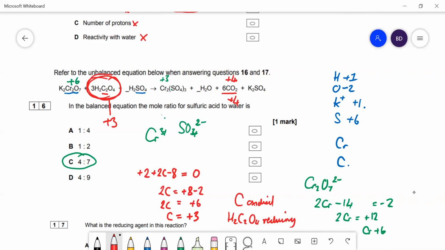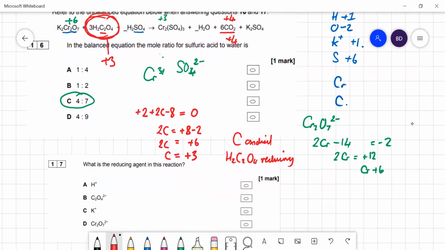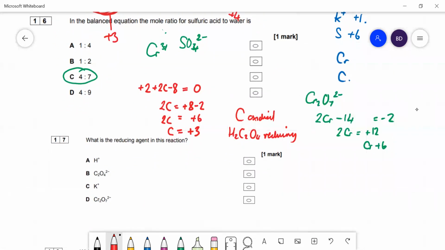Now that may seem an awful lot of work for 1 mark, but that's what you've got to do, really. I suppose, by elimination, you could say that's not changing. Hydrogen is not changing its oxidation number. Potassium is not changing. It's K+ throughout. And we did show earlier that this one had an oxidation number of +6, and that went down to +3. So that's actually the oxidizing agent. So by a process of elimination, we could have said that that was the reducing agent. That's quite hard.